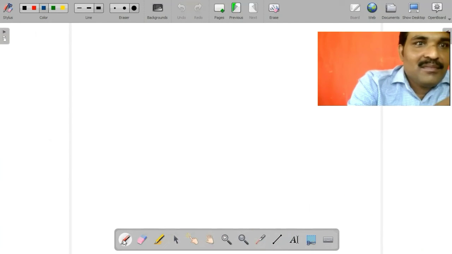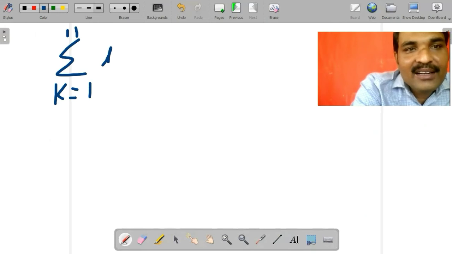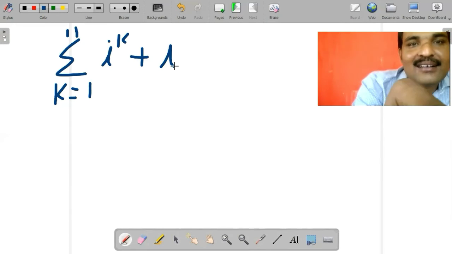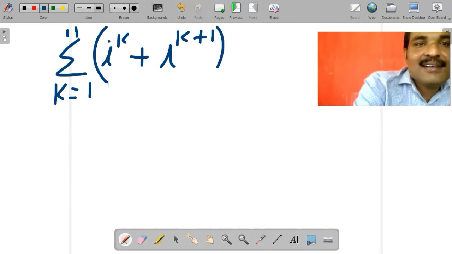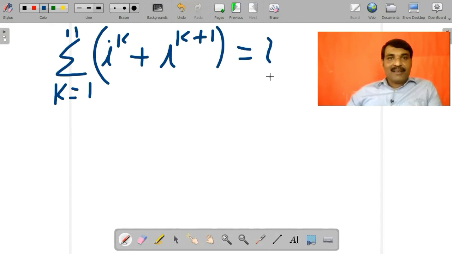A simple problem. That is summation k varies from 1 to 11. Okay. Iota raised to k plus iota raised to k plus 1 is equal to question mark. We need to find the value of this.